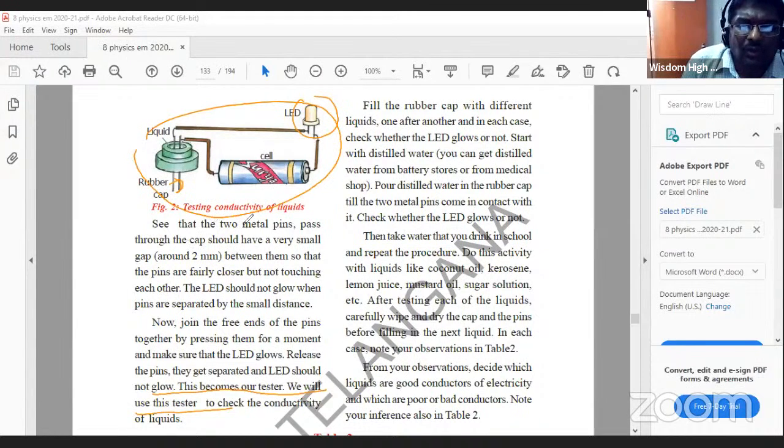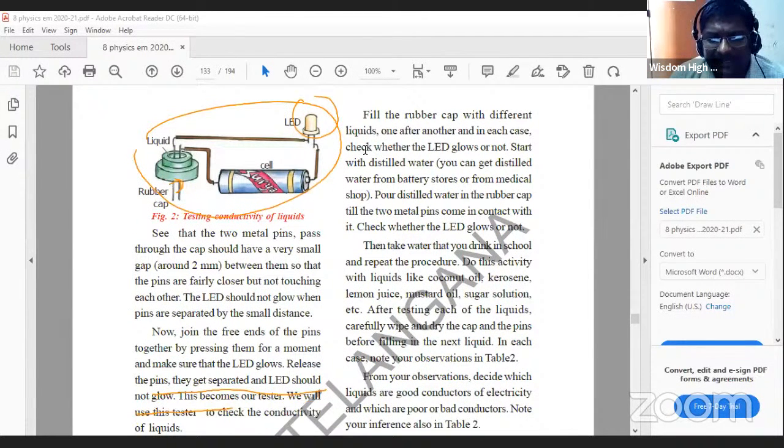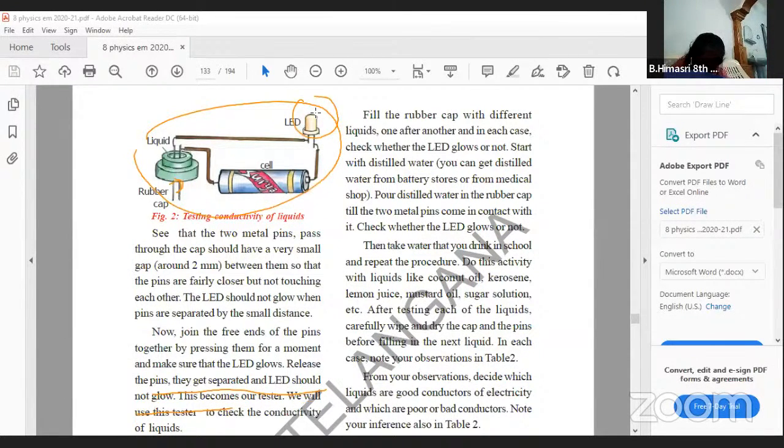Now everyone concentrate here. What materials should we take here? We should take different kinds of liquids: coconut oil, kerosene, lemon juice, mustard oil, and sugar. We may take different liquids here.